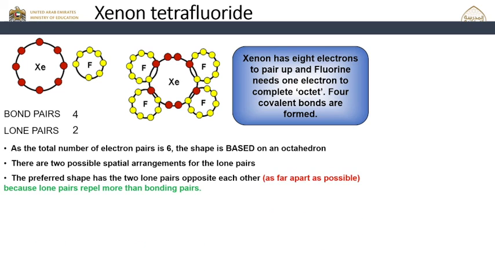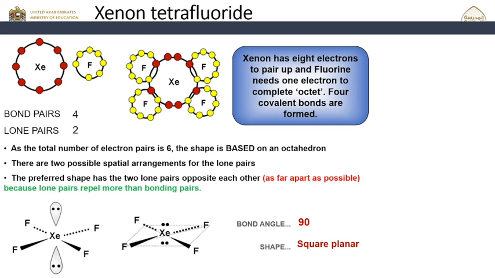The preferred arrangement has the 2 lone pairs opposite each other, as far apart as possible, because the lone pairs repel more than bonding pairs. So the bond angle should be 90 degrees and the shape is square planar. We have this Lewis diagram.